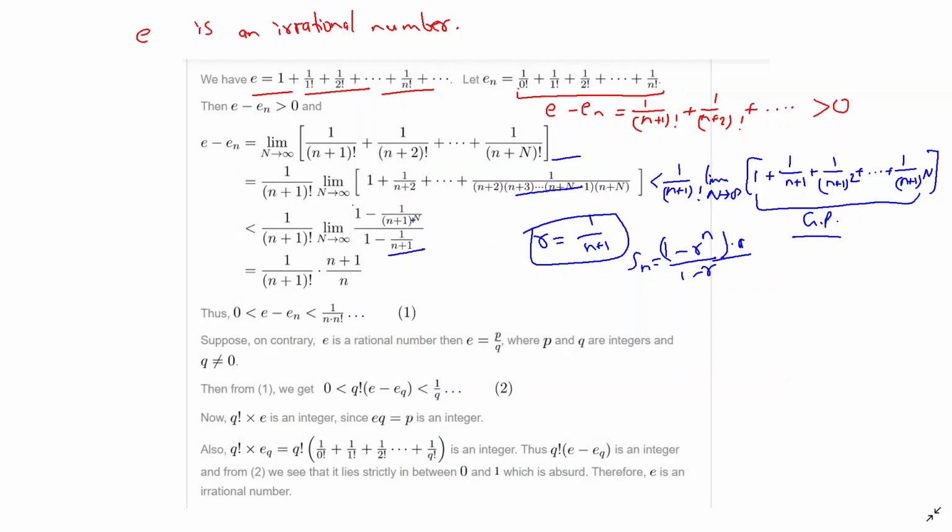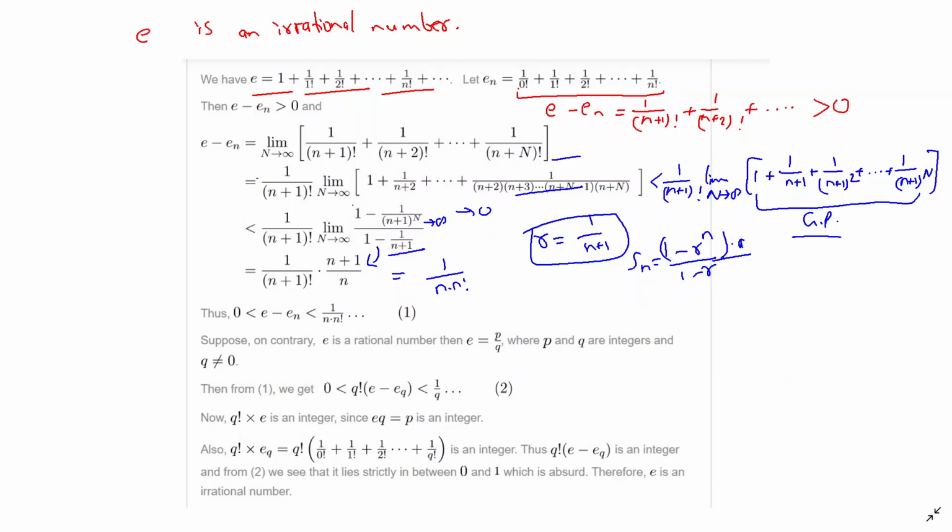Now when capital N tends to infinity, this denominator tends to infinity, so this fraction tends to 0. Okay, now from here we will get n plus 1 divided by n, and from here we can write 1 upon n into n factorial. Okay, so this expression is actually 1 upon n into n factorial, right?